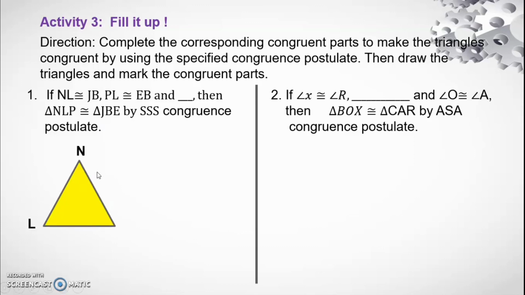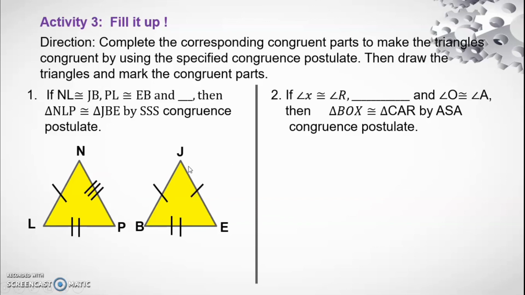So, sides yung given. So, you have two triangles, triangle NLP and triangle JBE. So, NL is congruent to JB. So, itong side na to, first side. Then, PL is congruent to EB. So, ito si PL, congruent to EB. So, the remaining is side NP or PN, and side JE or EG. PN congruent to side EG.